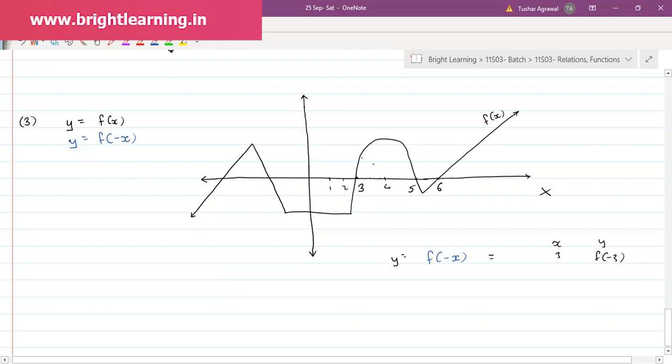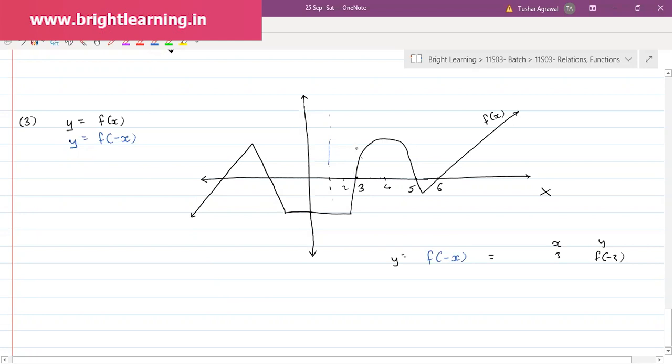Now I am plotting the blue graph. The black graph I have already plotted, and now I have to plot the blue lines somewhere. When I plot for x equal to 1, where will the blue point be? It will be the image of -1. For x equal to 2, the blue point will be the image of -2. For x equal to 3, the image will be f of -3.